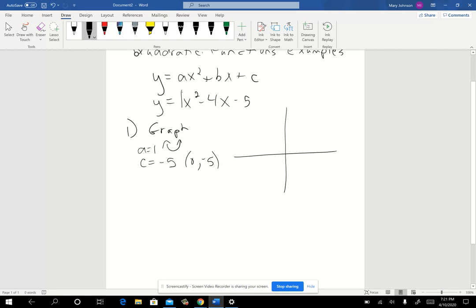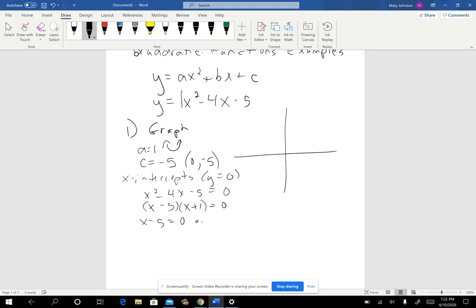With this one, you could find x-intercepts by letting y equal 0, which means you just need to solve x squared minus 4x minus 5 equals 0. This happens to factor, so you could factor it, set each factor equal to 0, and wind up getting your two x-intercepts. One of them is over here at 5. One of them is over here at -1. So you know those are the x-intercepts, and you know the y-intercept is -5.